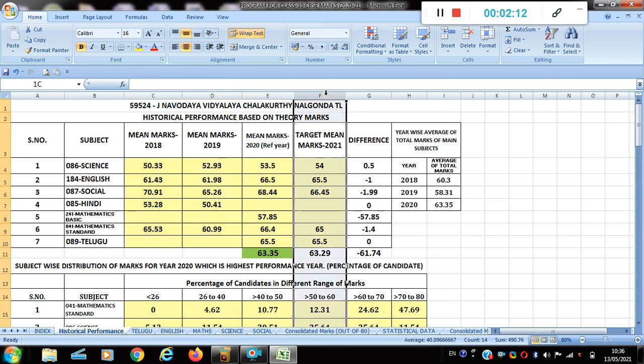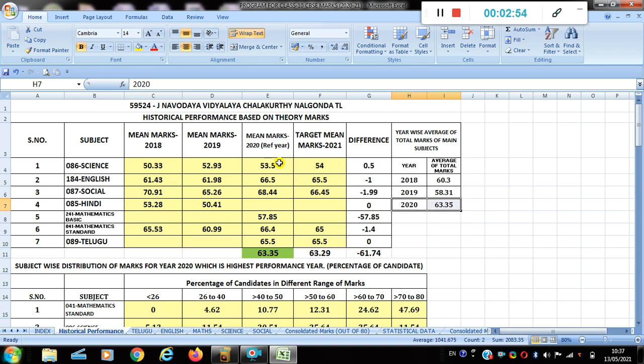Then in column F, I included target mean marks, which is the most important concept. This target is to be fixed by us, and the difference column is for reference only. I will explain in brief. Then here, the year-wise average of total marks of mean subjects, also given by CBSE. In 2018, our school average is 60.3, in 19 it is 58.31, in 2020 it is 63.35. So 2020 will be the historical or reference year for our school.